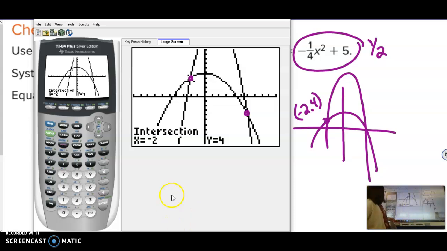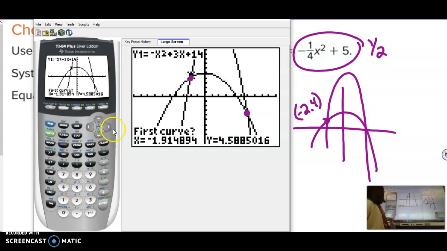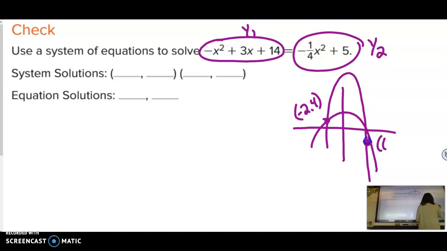And my second point of intersection, then you're just going to move over, and I know it's somewhere over here. Look at your x values. I know it's more around x equals 6-ish. So I'm just going to keep going until I get close. And I'm going to hit enter, enter, enter, and I get 6, -4. So this picture doesn't really make sense. It's more down here. The other one is 6, -4.